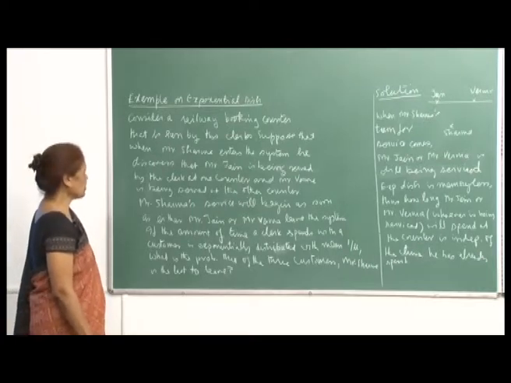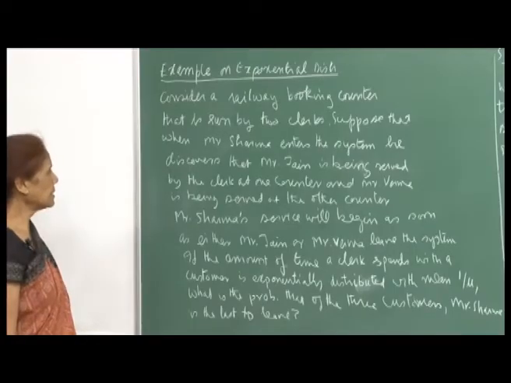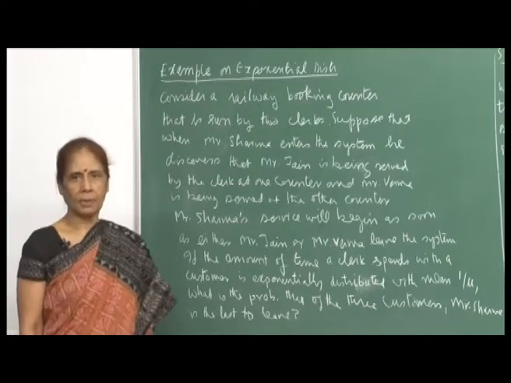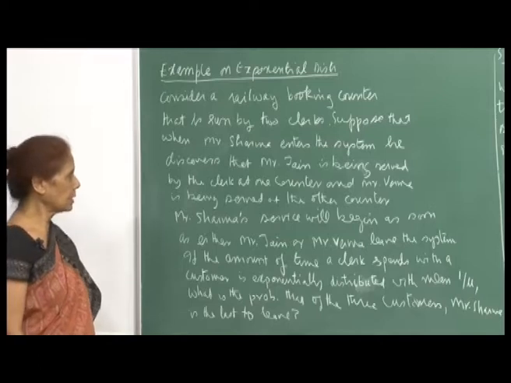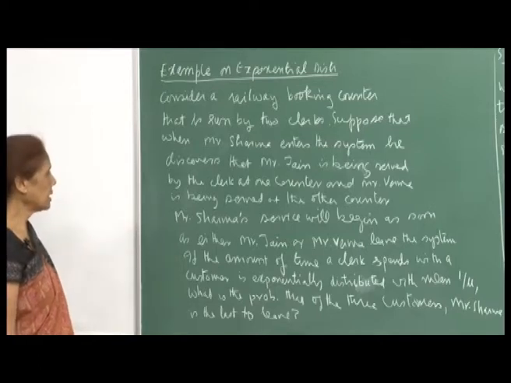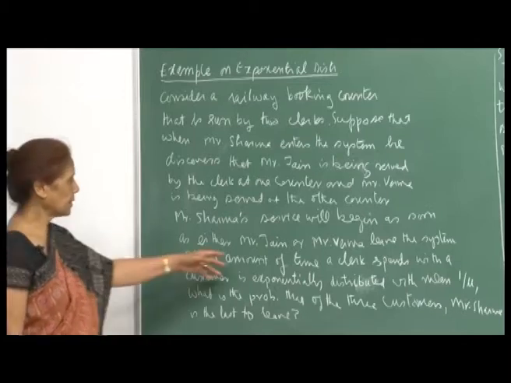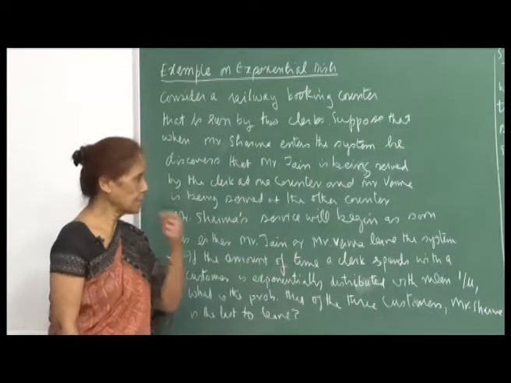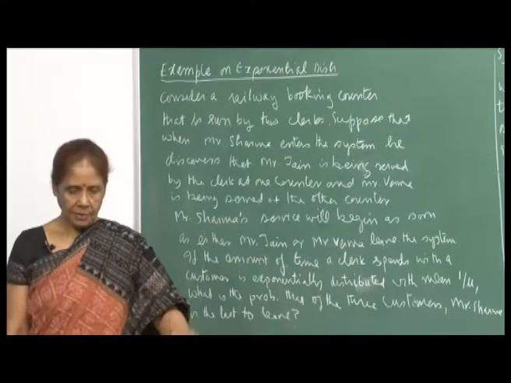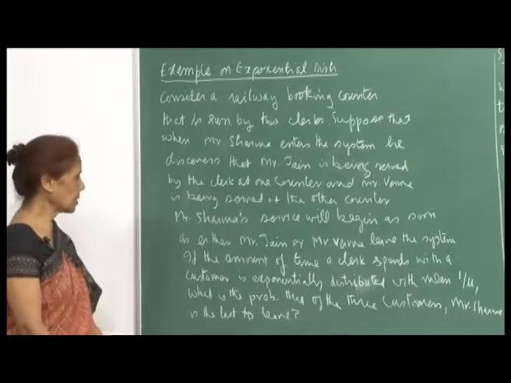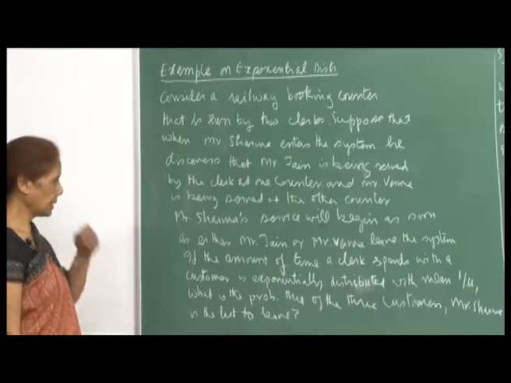Suppose that when Mr. Sharma enters the system, he discovers that Mr. Jain is being served by the clerk at one counter and Mr. Verma is being served at the other counter. Okay, so both the counters are busy when Mr. Sharma enters the system. Now, Mr. Sharma's service will begin as soon as either Mr. Jain or Mr. Verma leaves the system. As soon as one of them completes the service, he will leave the system, and then Mr. Sharma's turn will come to be serviced by the clerk.